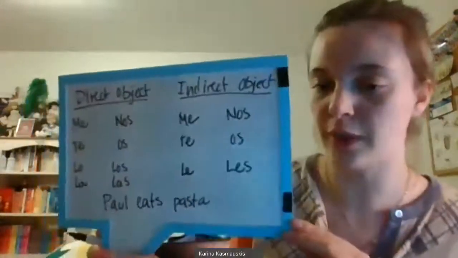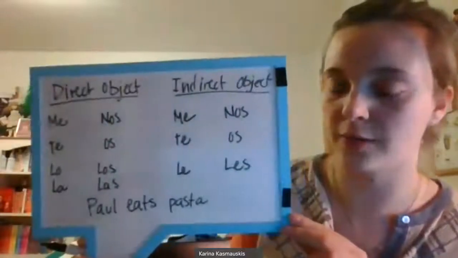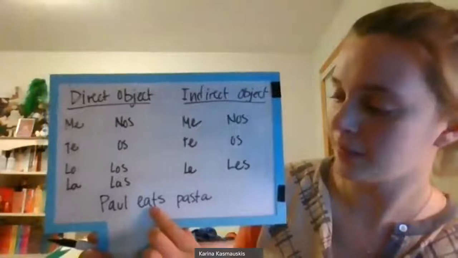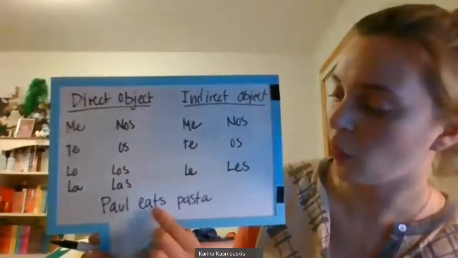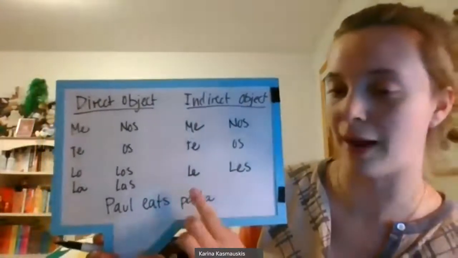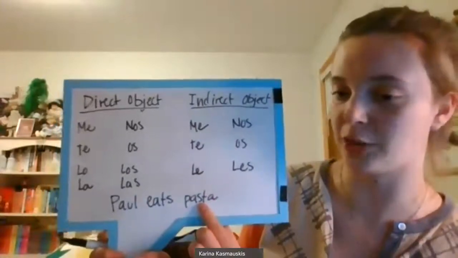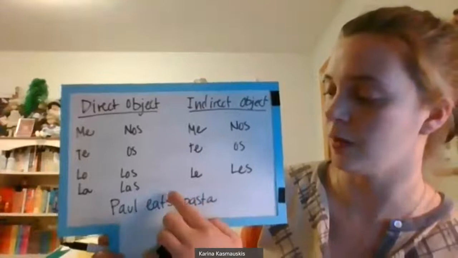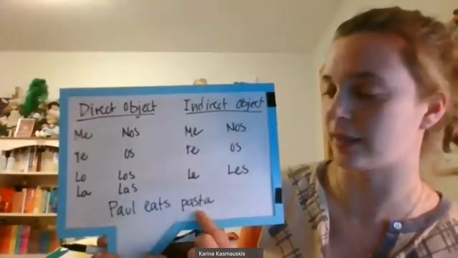Paul eats pasta. The first thing we want to do with this sentence is find the verb. And as we know, the verb is eats. Then, what is being eaten? The pasta. So that is the direct object, because that is what the verb is being done to. The pasta is being eaten directly.